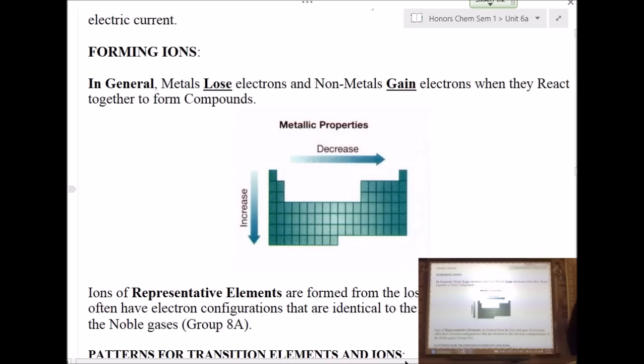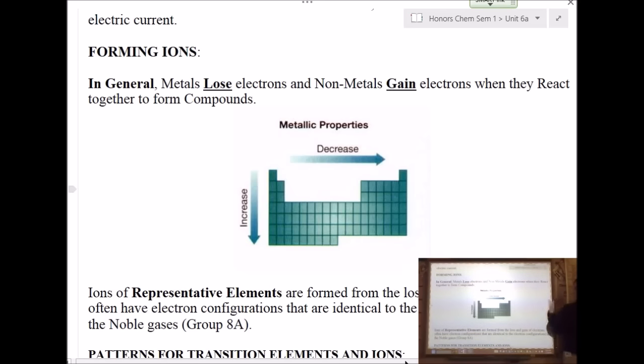When we talk about metals, in general, for every metal that we're doing in here, it loses electrons and becomes more positive. For nonmetals, in general, they gain electrons. When we talk about the most common charge, we're talking about 3 or less, or 5 or more.